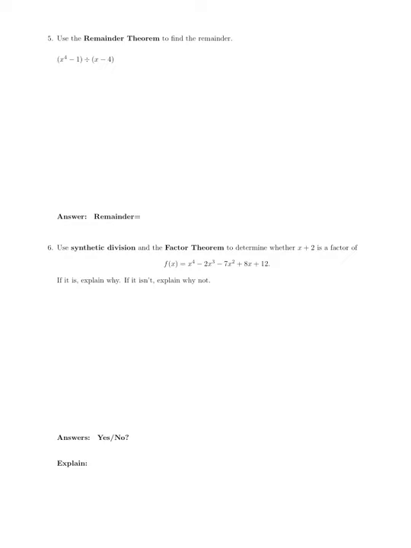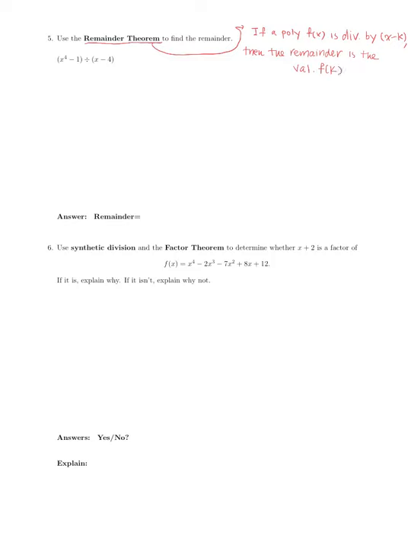Use the remainder theorem to find the remainder. So of course you're going to have to know what the remainder theorem is. Please memorize this. The theorem says that if a polynomial function f of x is divided by x minus k, then the remainder is going to be the value f evaluated at k. Isn't that a pretty cool theorem?